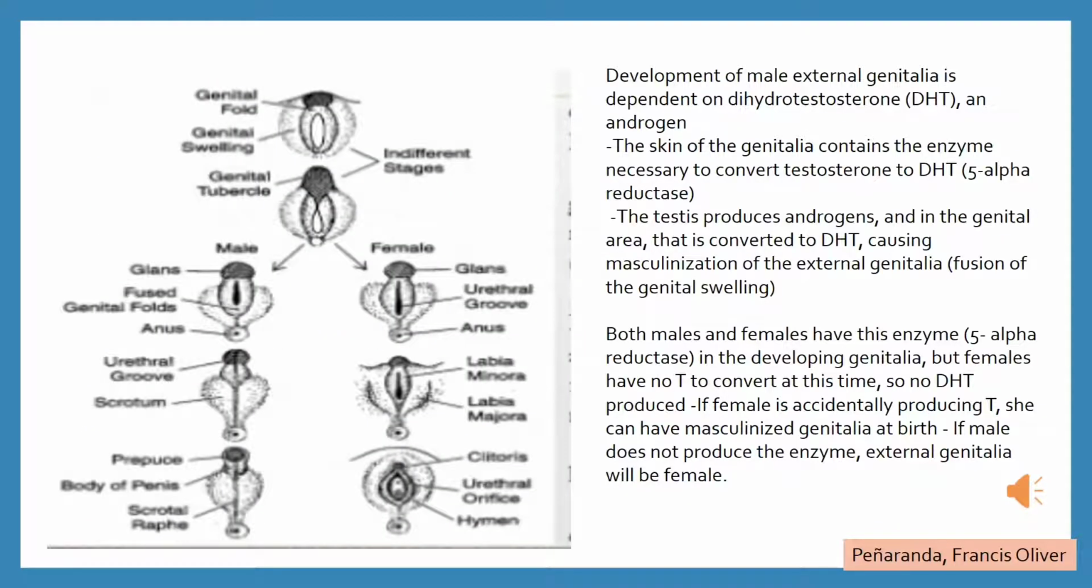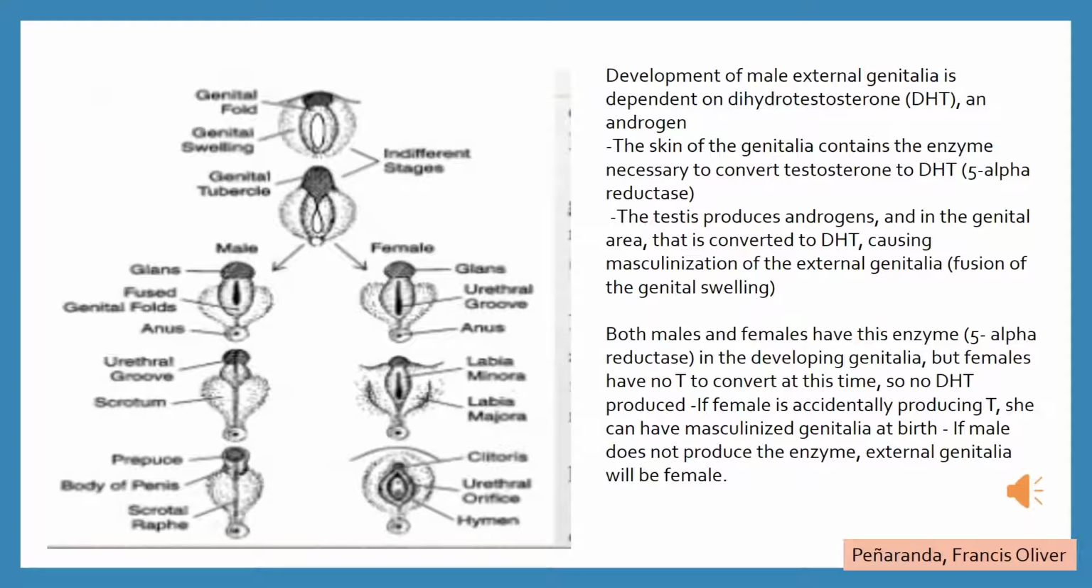Development of male external genitalia is dependent on dihydrotestosterone and androgen. The skin of the genitalia contains the enzyme necessary to convert testosterone to DHT, 5-alpha reductase. The testes produce androgens, and in the genital area, that is converted to DHT, causing masculinization of the external genitalia.